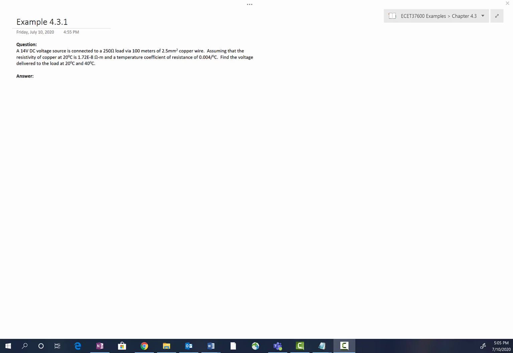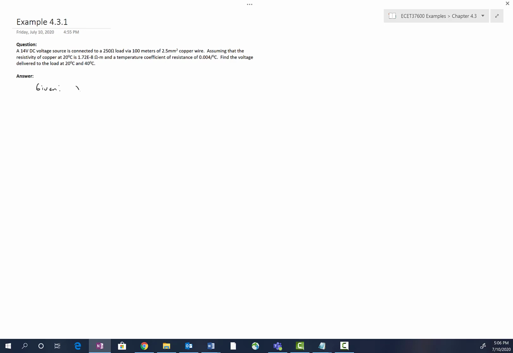Example 4.3.1, resistivity and temperature coefficient of resistance. The question is: a 14 volt DC voltage source is connected to a 250 ohm load via 100 meters of 2.5 millimeter square copper wire. Assuming that the resistivity of copper at 20 degrees C is 1.72 times 10 to the minus 8 ohm meters, and copper has a temperature coefficient of resistance of 0.004 per degrees Celsius, find the voltage delivered to the load at 20 and 40 degrees C.